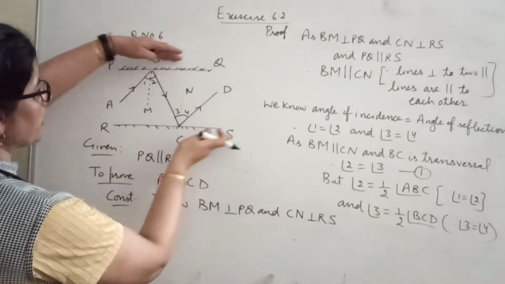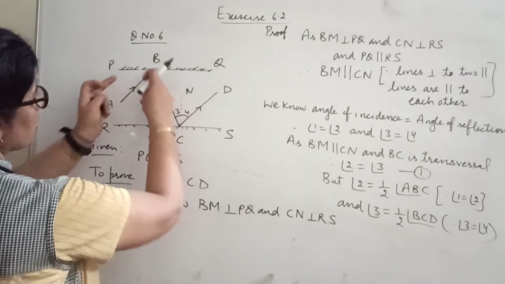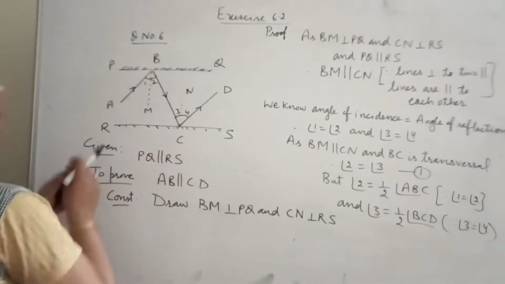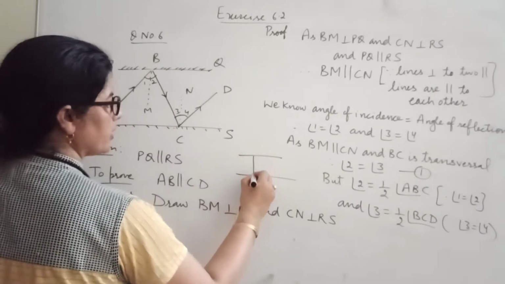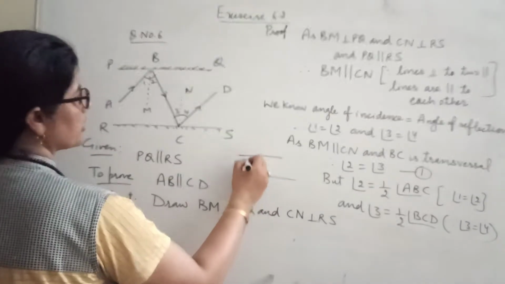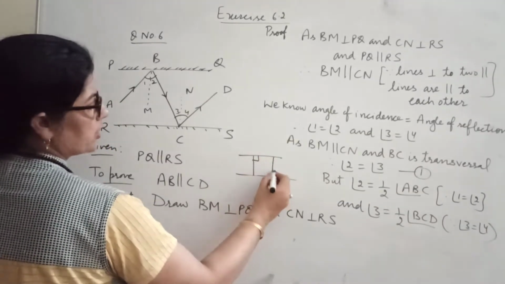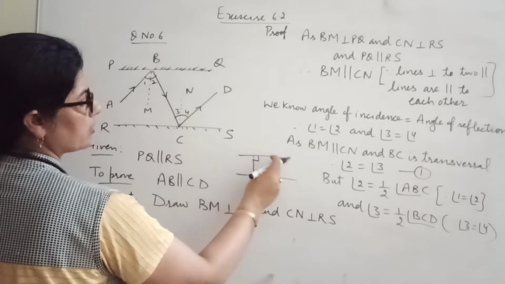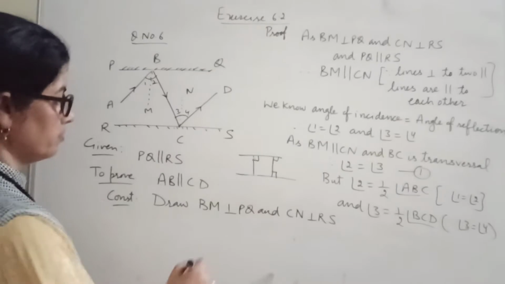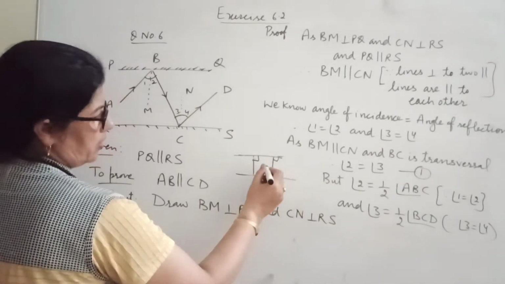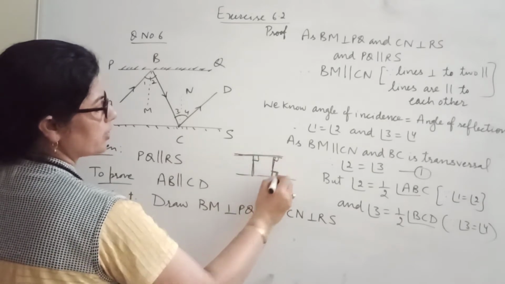See, these two lines are parallel. And these two lines are perpendicular to this line. This line is at right angle, or you can say it is perpendicular to this. And this is perpendicular to this. If this is 90, so this will also be 90. And these are corresponding angles. It means these lines will also be parallel. This line is perpendicular to this line. This is perpendicular to this line.